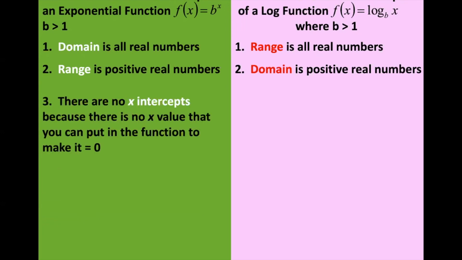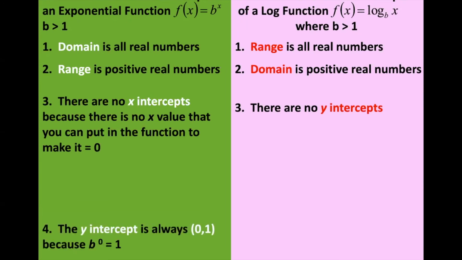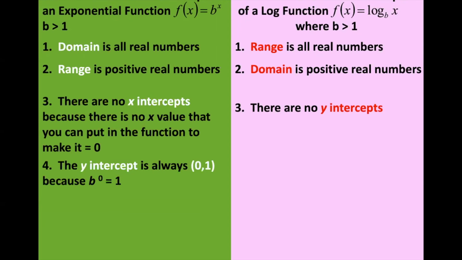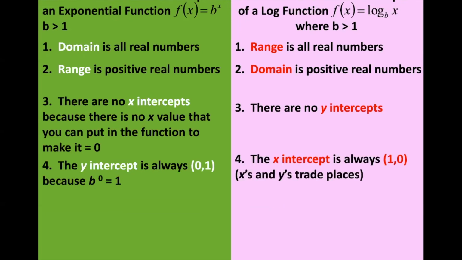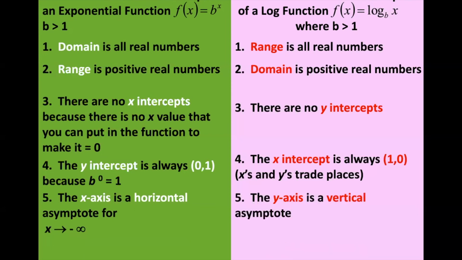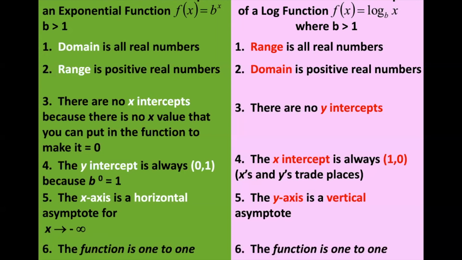If we have no x-intercept for exponential, then we have no y-intercept for logarithmic. If we have y-intercept as (0, 1), we have the x-intercept as (1, 0). Recall, the x and y interchange, they trade places. If we have a horizontal asymptote for the exponential function, we have a vertical asymptote, which is the y-axis. And both functions are one-to-one.